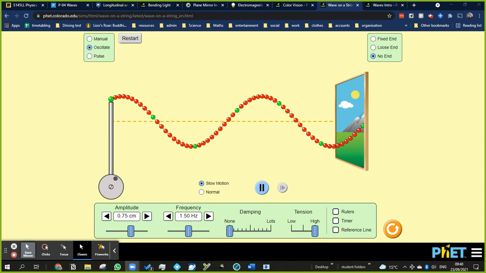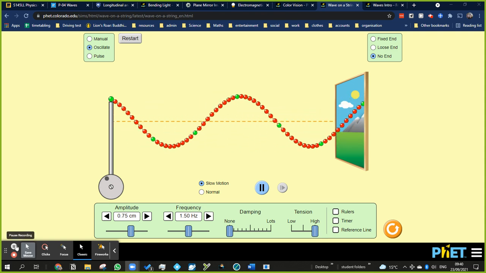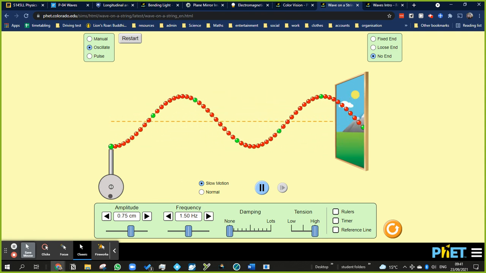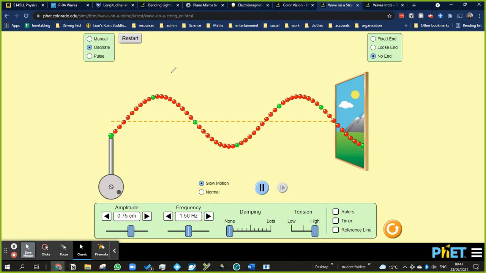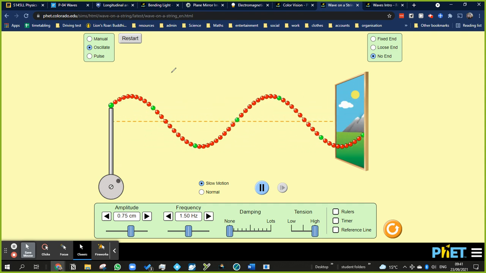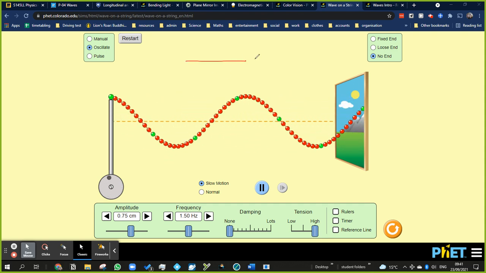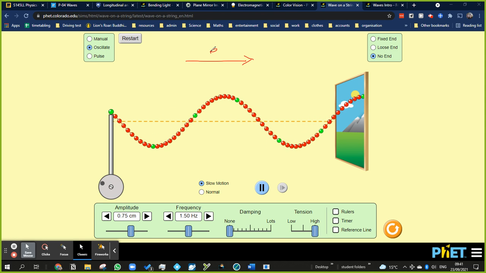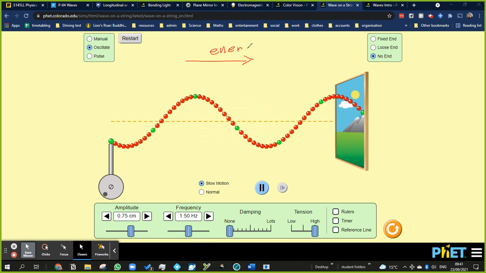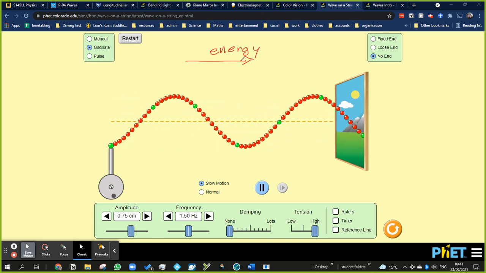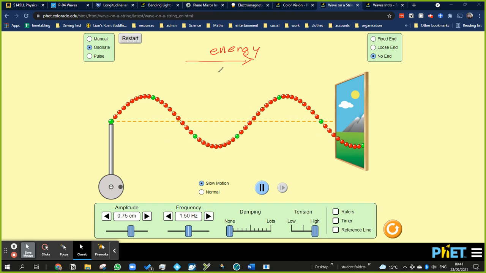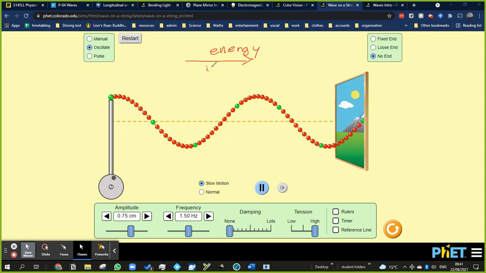So what do you think? How would you describe what's moving from left to right? Well, we could say a couple of things are moving from left to right. One thing that's moving from left to right is the energy. So energy is moving from left to right. But another very important thing to think about is information.